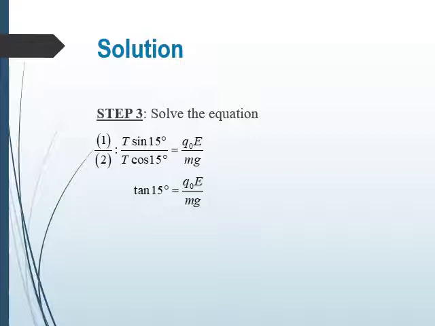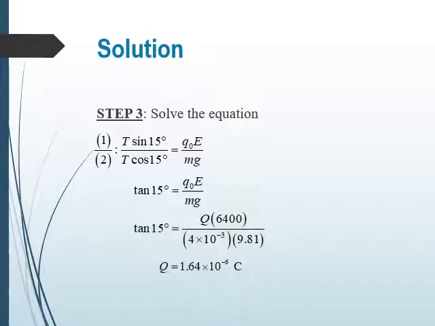Let's substitute the values into the equation. We will then get tan 15 degrees equals, now I replace Q naught with capital letter Q because this is the symbol used in our question. So Q times 6,400 Newton per Coulomb divided by 4 times 10 to the power of negative 3 times 9.81. So this 9.81 is a constant value where you can get it from the list of constants. Solve the equation and you will get Q equals 1.64 times 10 to the power of negative 6 Coulomb.